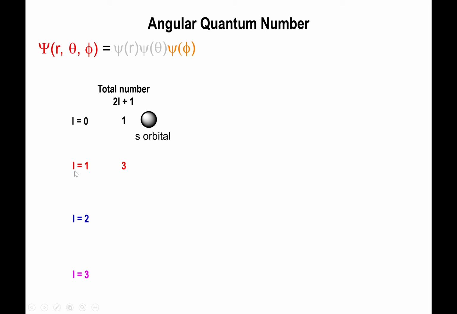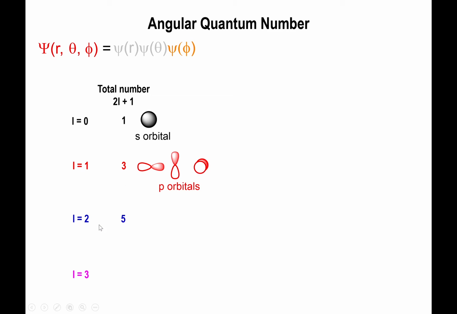But for the p orbitals, in which L equals 1, 2L plus 1 will give you 3 possibilities. And what that means is that you actually have 3 different kinds of p orbitals present in any one energy level. Specifically, you have the same type of shape for the p orbital. The only difference is that one of them is pointing up and down, another one is pointing left and right, and the third one is pointing in and out.